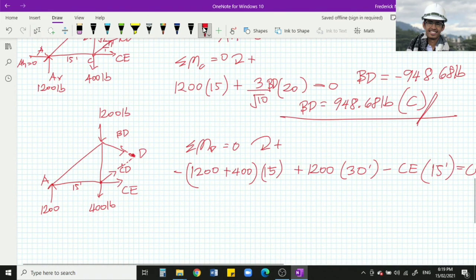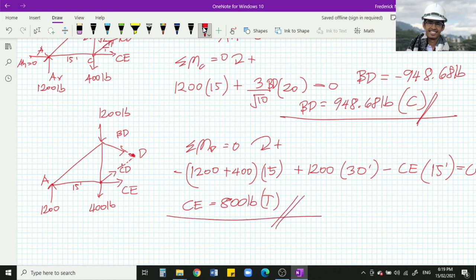Compute natin yung force ng CE natin. So, that will be CE is equal to 800 pounds. Okay? So, 800 pounds. Positive siya. So, tension. Okay? Magiging tension yung ating CE. Okay?